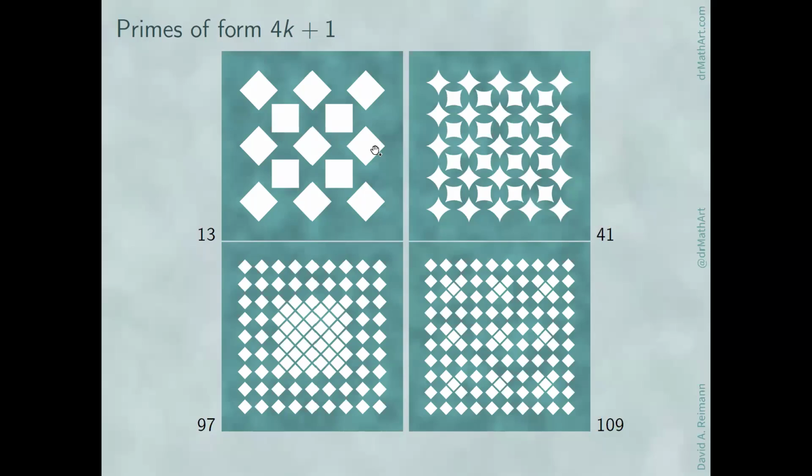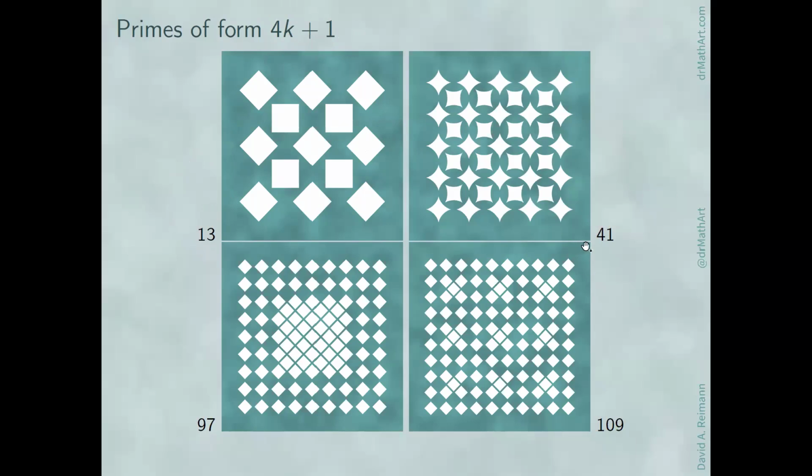Okay, so anyway, if I look at 13, it's a prime number, but it's of the form 4k plus 1. It's 4 times 3 plus 1. So I can arrange it as a sum of two squares. And in this case, it's 3 squared plus 2 squared.